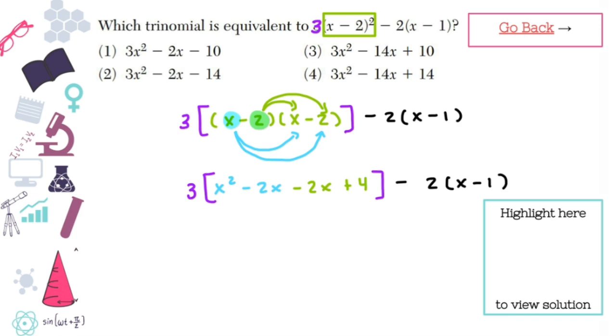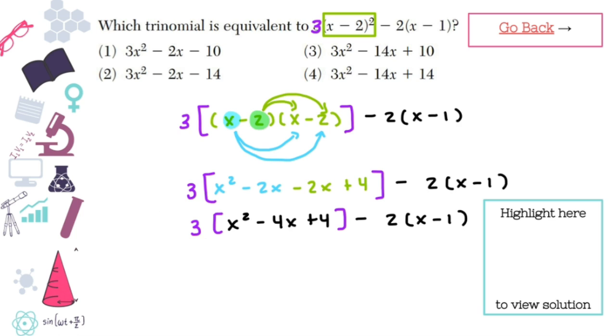Okay, let's go ahead and look inside the brackets and see if we can combine any like terms. I notice that I have a negative 2x and another negative 2x, so I can go ahead and combine these like terms. So I'm going to do that real quickly. This is x squared minus 4x plus 4. And all of this is multiplied by 3. And outside the brackets, I have minus 2 times the quantity x minus 1.